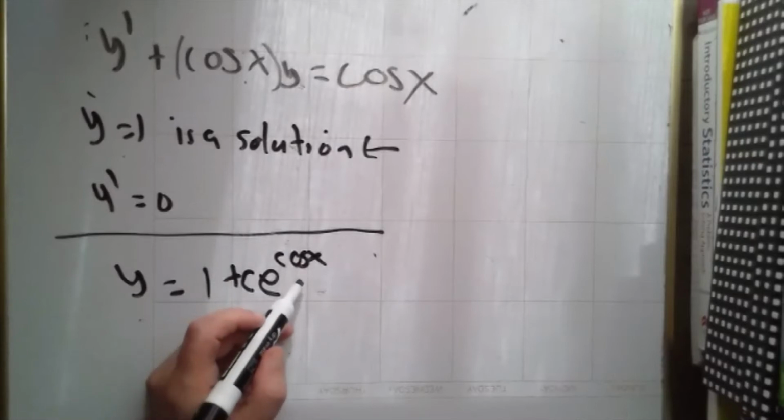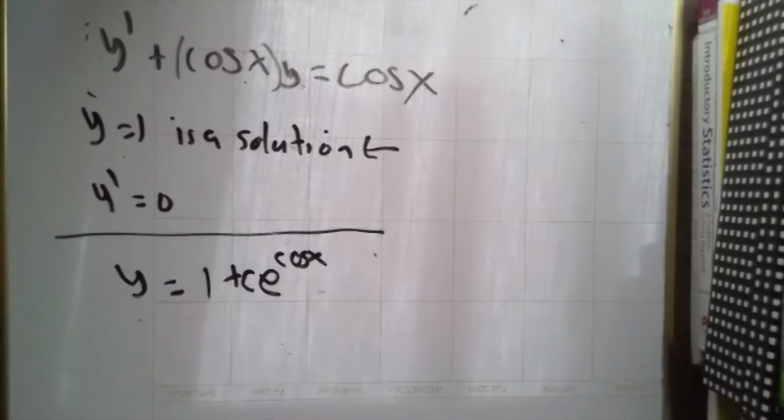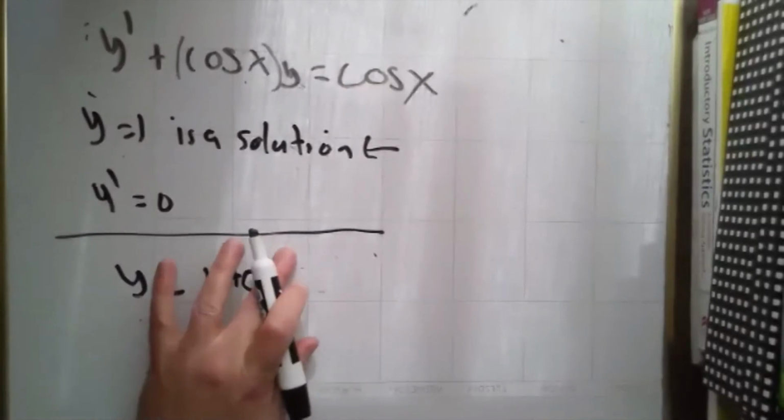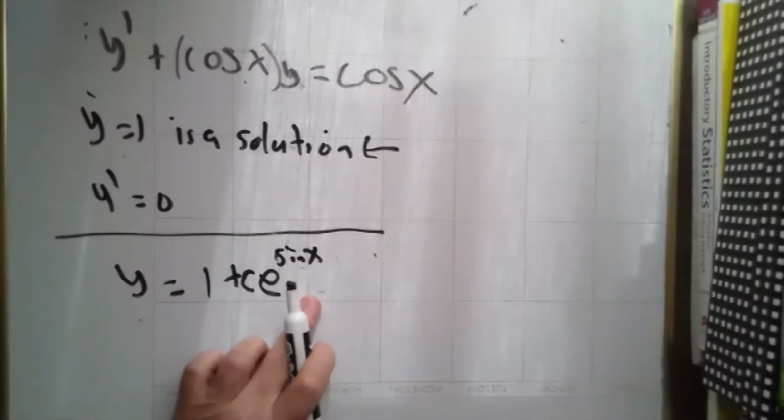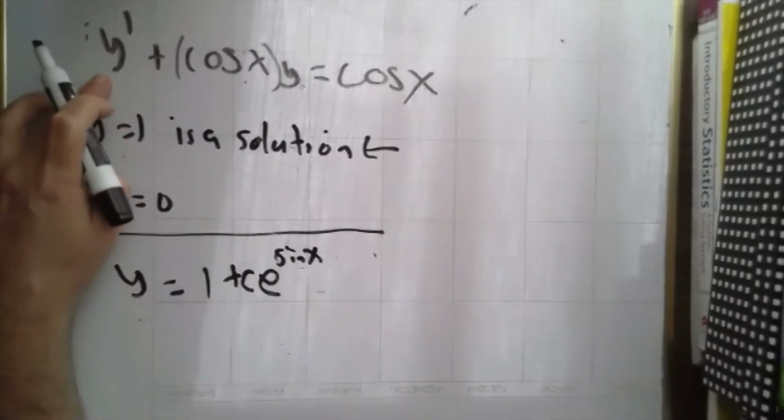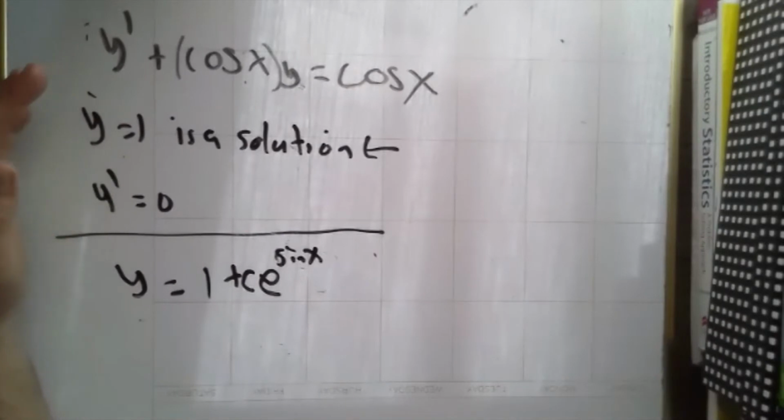Then when I take the derivative, I'll pick up an extra sine. Will that work? Well, I don't know. Maybe if I put a sine here. Then when I take the derivative, I'll pick up an extra cosine. Let's see if things work out.